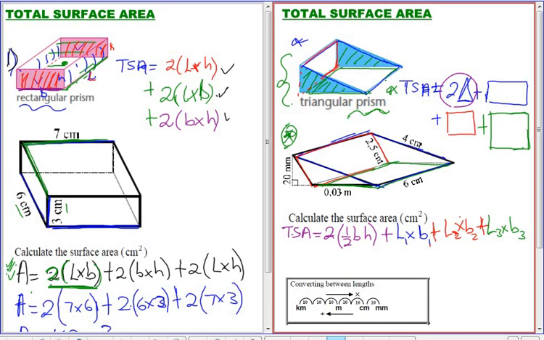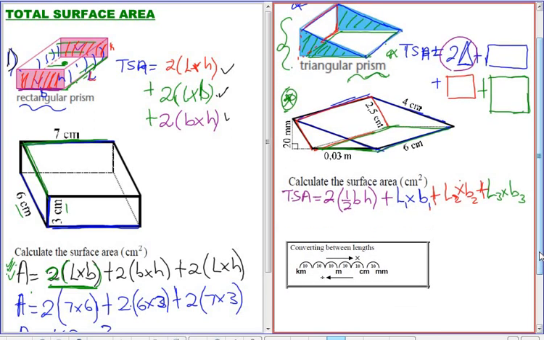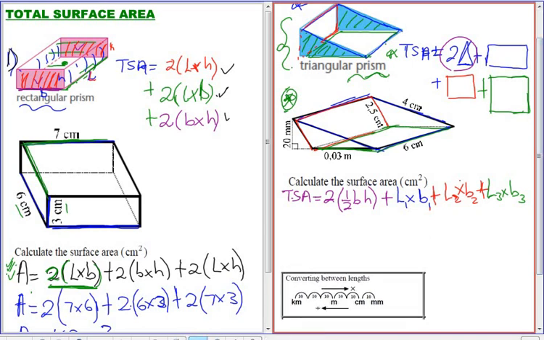Let's see what to do with substitution. All you really have to do is to make sure that the units are the same first. In this situation, there was a small trick. Notice we are supposed to calculate the area in square centimeters, but our question has got millimeters over here, and it has got meters over there.